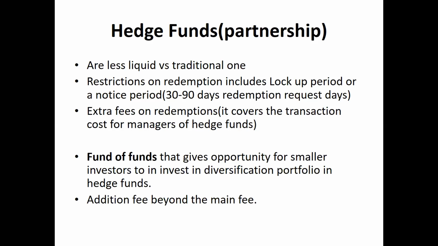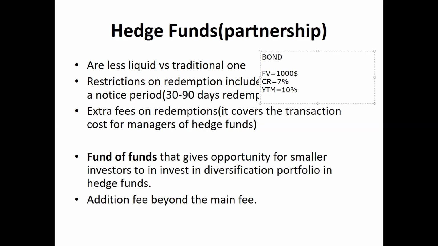Okay, redemption. Everybody is familiar with bond value, yes? What is a bond and how does a bond work? We have face value, which is basically $1,000 or 10,000 euro or something else. We have a coupon rate, which is 7%, just making up. We have YTM, which is 10%. This information is given to you, and your coupon payment is $70. So this is what we know.